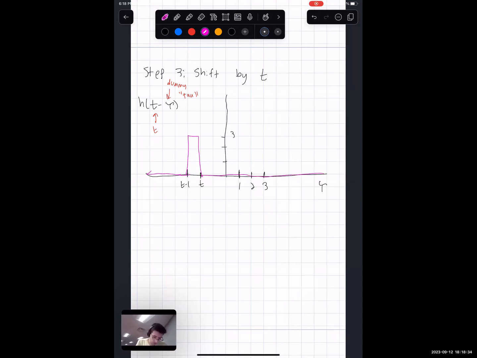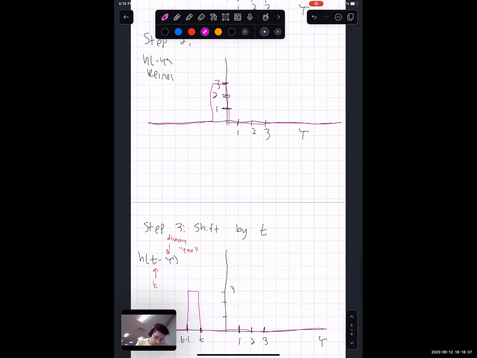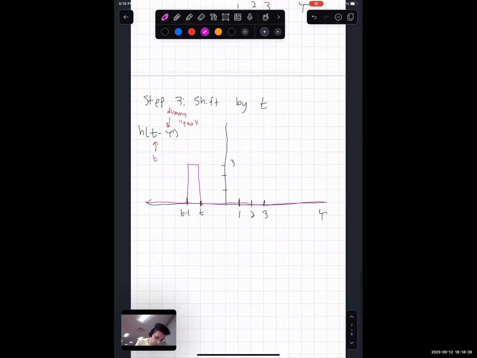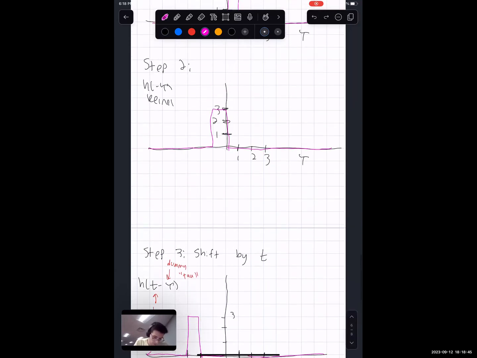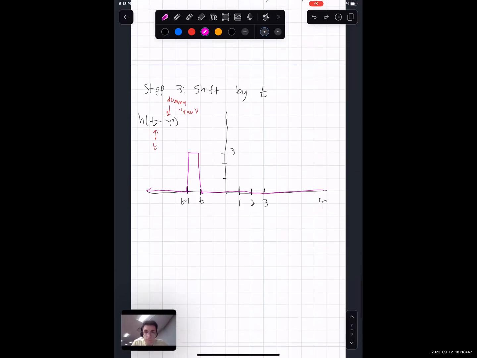Everybody follow how I got here? So here's our h of negative tau, and by subtracting by some arbitrary t, we don't know what the value of this is. We can call this t minus 1 and t. So we're doing a time shift by t. I'm going to move on to the actual convolution now, so please feel free to hop in if you're struggling.